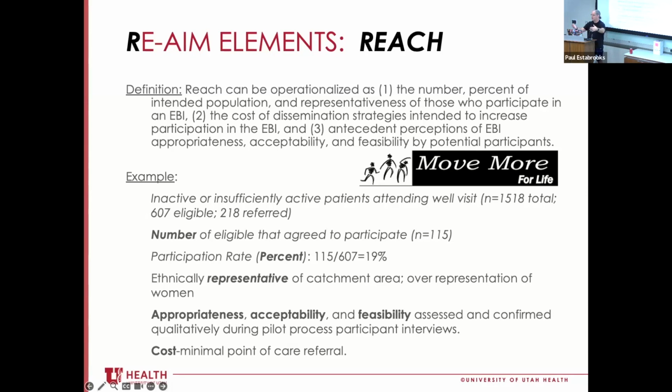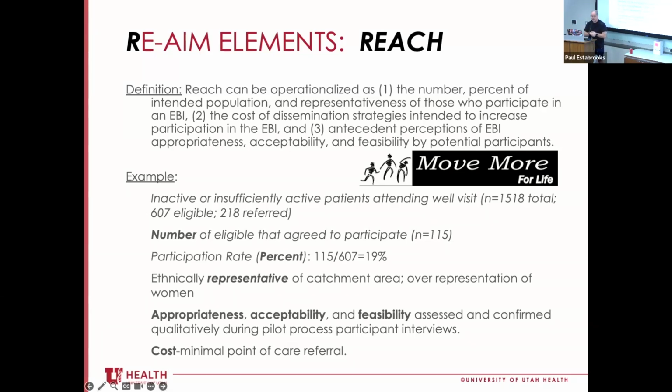So for that one, focused on reach, using incentives to improve reach, we need to understand the cost of those incentives and the relative return on that investment in terms of the number of people that end up enrolling and benefiting and that kind of thing. So that's one addition. And then the second addition is this idea of acceptability, feasibility, and appropriateness.